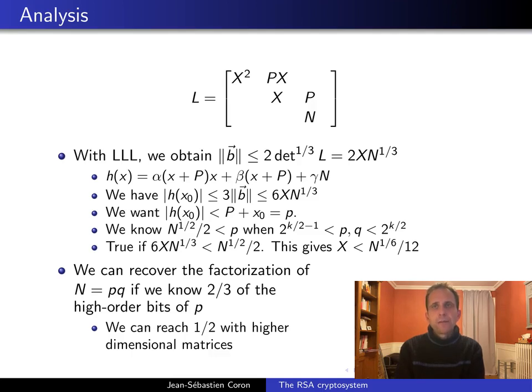So this means that we can recover the factorization of n if we know at least 2/3 of the higher order bits of p, because actually we can recover 1/3 of the bits of p. And one can show that by using higher dimensional matrices, we can reach the bound 1/2.